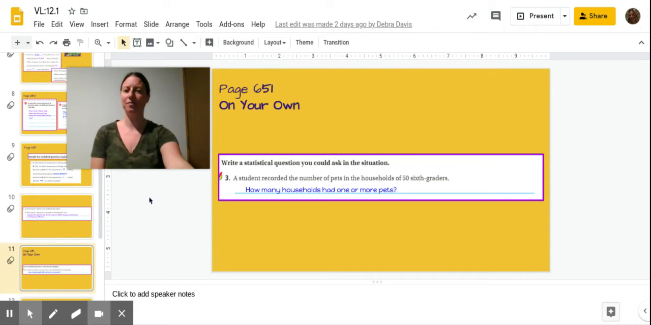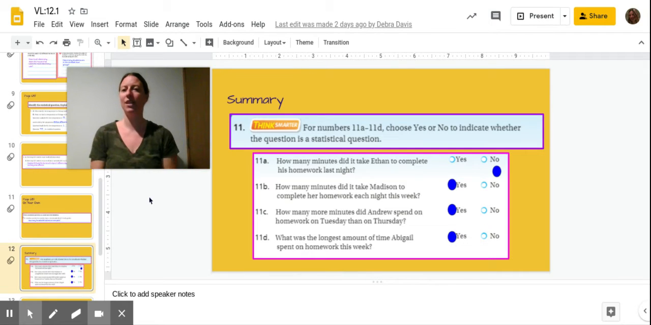Here is the summary. You need to read each question and figure out if they are statistical questions or not. The first one is, how many minutes did Ethan take to complete his homework last night? So just one night. How many minutes did it take Madison to complete her homework each night? So many nights. How many more minutes did Andrew spend on homework on Tuesday than Thursday? And what is the longest amount of time Abigail spent on her homework this week? So all 5 days. And here's your homework.